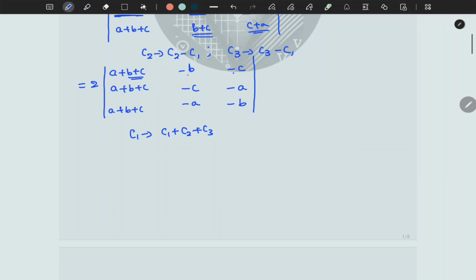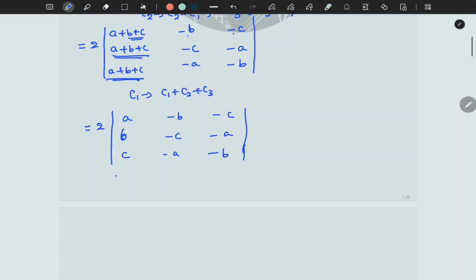Because A plus B plus C minus B minus C will give us A simply. So we get 2 times A minus B minus C. Here we get C. When I add A plus B plus C and then minus C minus A, what remains is B. Here we get minus C minus A, and here what remains is A plus B plus C minus A minus B, which should give us C minus A minus B.